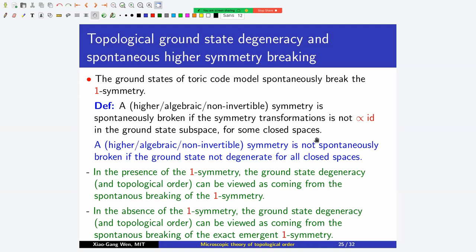Okay. So that's basically the point I want to say. Maybe next week we'll go into a little bit more about this higher symmetry, about their charge operator, and this also becomes an example of anomaly, etc. We'll end here. So any questions?